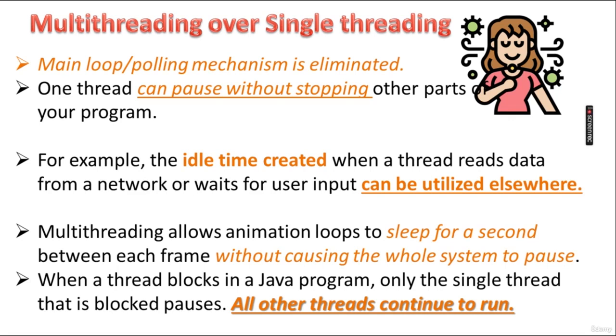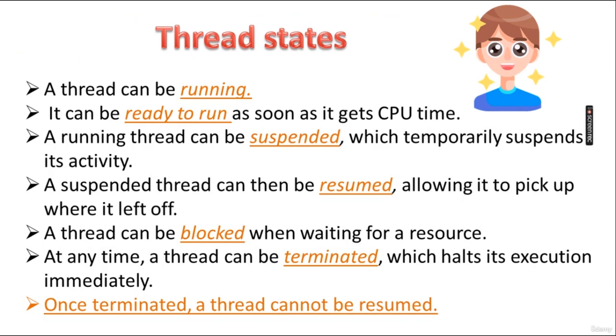When a thread blocks in a Java program, only the single thread that is blocked pauses. Unlike in a single-threaded environment, if a thread blocks in a Java program in a multithreaded environment, only the single thread that is blocked pauses. All other threads continue to run so that your program does not crash. Now, thread states. We will see in short the thread states. Each and every state can be understood in upcoming slides.